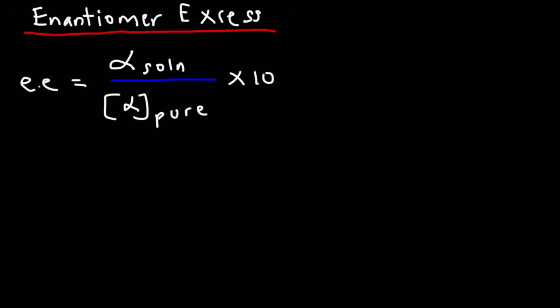And then you would multiply this by 100%. So if you have the observed rotation of the solution and the specific rotation of one of the enantiomers, then you can calculate the enantiomeric excess with those values. Another way in which you can calculate the enantiomeric excess is if you know the relative percentages of the R and the S isomer. For instance, let's say a certain sample is 80% R and 20% S.